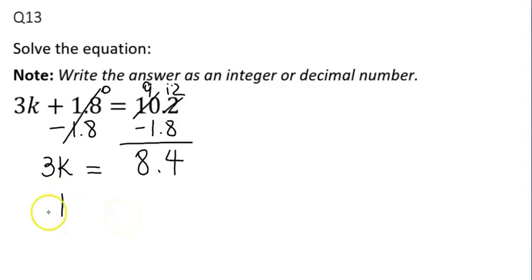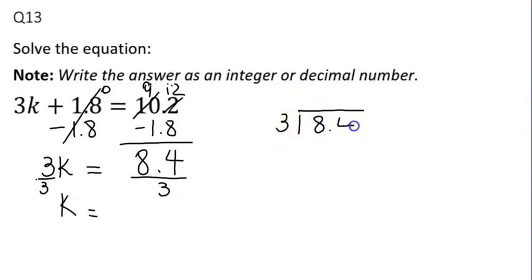Now, what do I do with this 3 here? Divide by itself, this coefficient, to make 1k. Now my k is 4 divided by 3. How do I make this division? 8.4. 3 goes into 8 how many times? 2. 2 times 3 is 6. When I subtract, I have 2 left over.